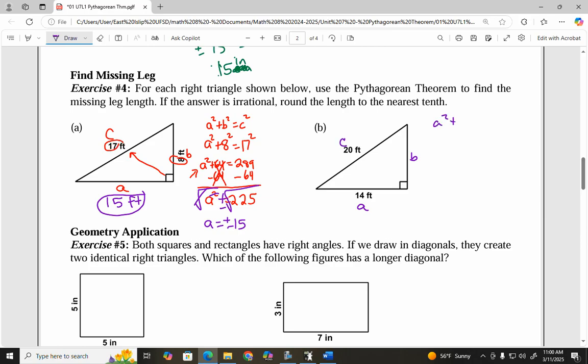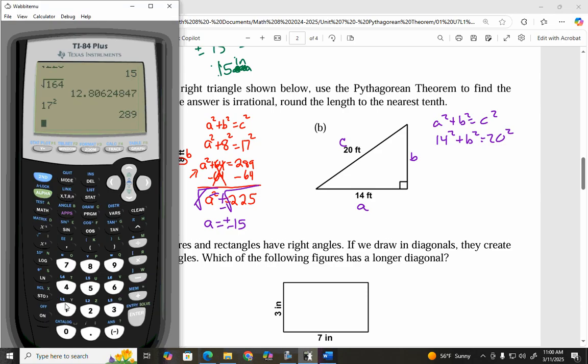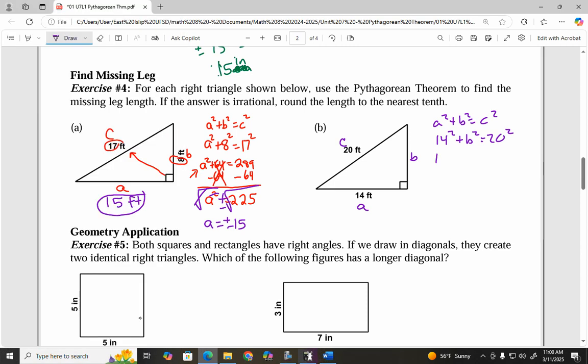So A squared plus B squared equals C squared. 14 squared plus B squared equals 20 squared. If ever I'm going too fast, just hit pause. 14 squared is 196. I don't know what B squared is.